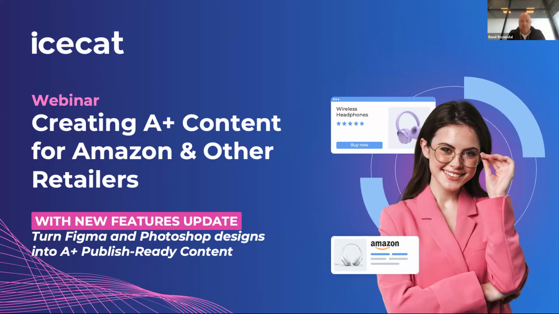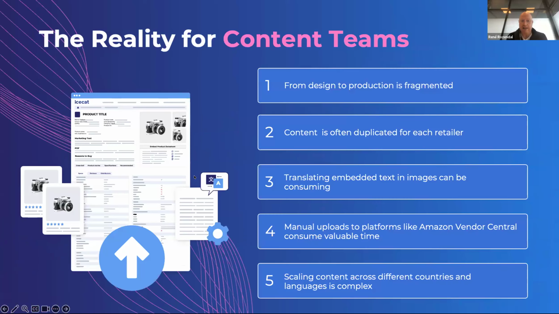Creating and managing rich product content today is still far more complex than it should be. The path from design to production is fragmented. Even when teams create high quality visuals in tools like Figma or Adobe, turning them into scalable, retail-ready content remains a challenge. Content is duplicated across retailers. In practice, the same content is often reused across all retail partners, simply because there is no time or resources to customize it. Translating embedded image text is time-consuming.